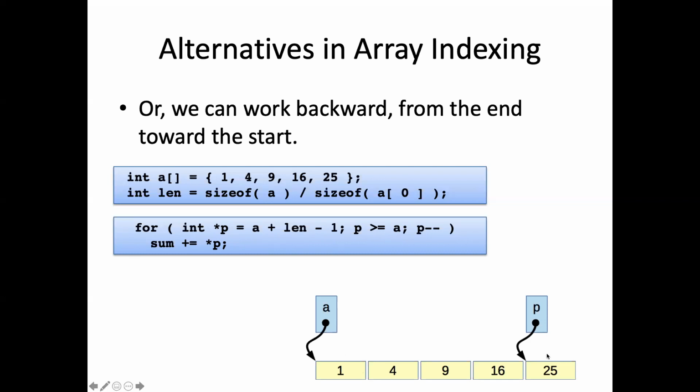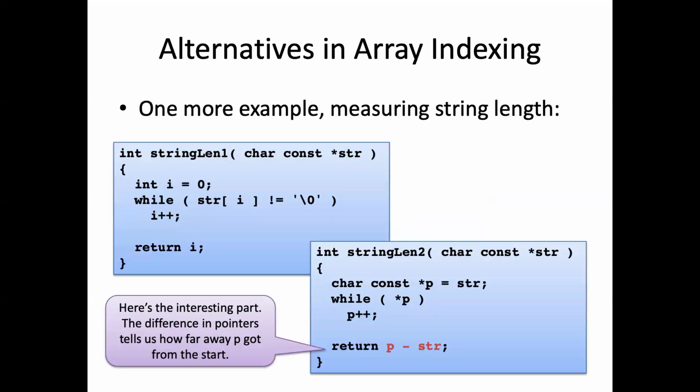As soon as p backs up until it's an earlier address than a, then I know I've looked at every element of the array. I've got one more example like this, and I'm just trying to give us some practice using this pointer notation for traversing arrays. Here is my own version of a string length function.